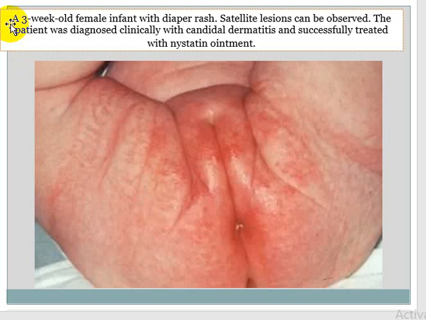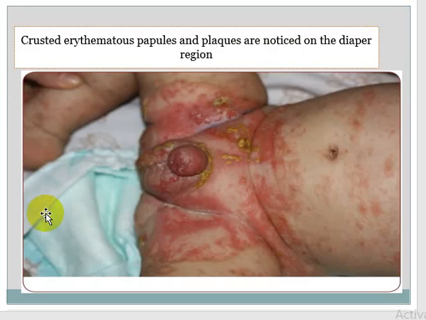And this is a picture of a female neonate, 3 weeks of age, who has napkin dermatitis. You can see what we call satellite lesions, round in shape. This is superadded candidal dermatitis, but it was successfully treated with nystatin ointment. Again, this is napkin dermatitis, but superadded by bacterial infection. There are papules and plaques in the diaper region.